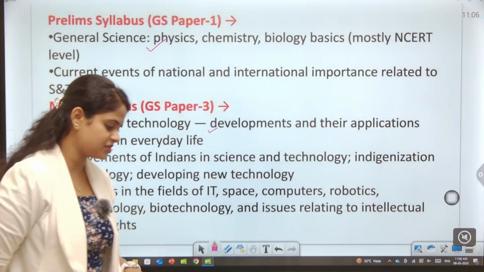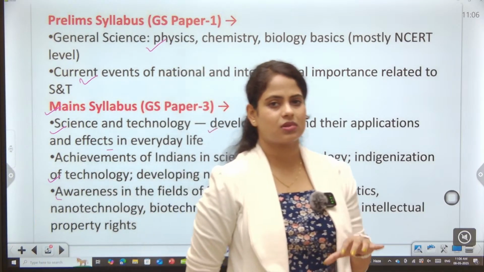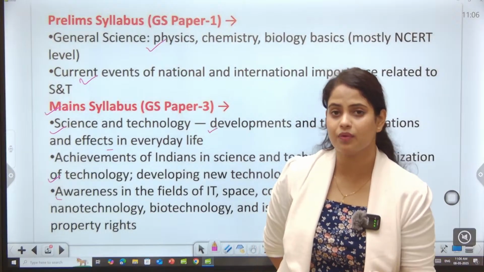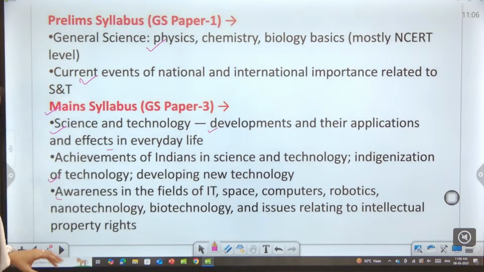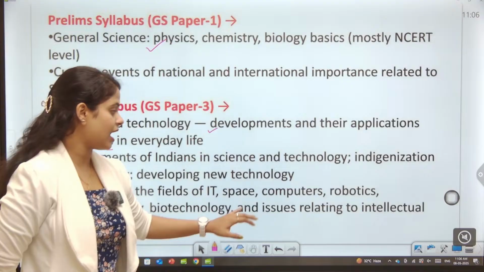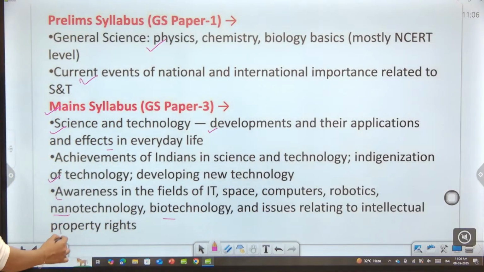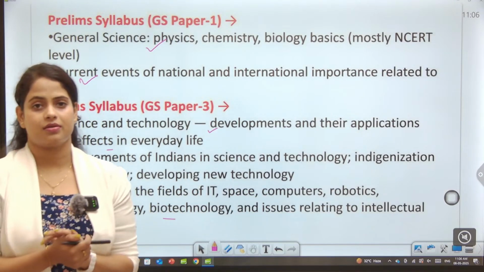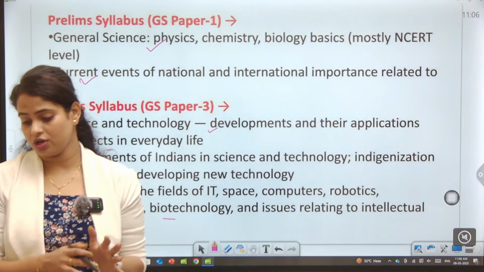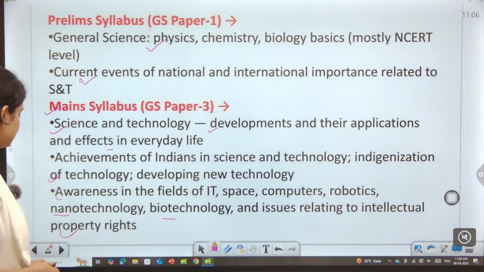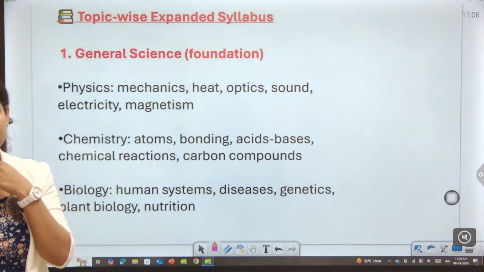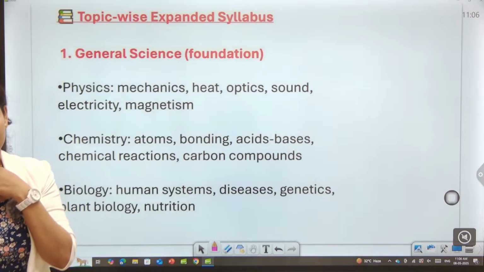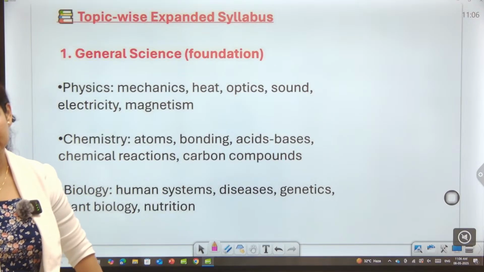Previously, we have seen that robotics had less weightage than other topics, but nowadays robotics also has more weightage than the other topics. So, nanotechnology has a vital role. Biotechnology and issues relating to intellectual property rights, that is the IPR. So, you cannot ignore the IPR topic. Let's see the topic-wise expanded syllabus. Okay, so starting from general science.